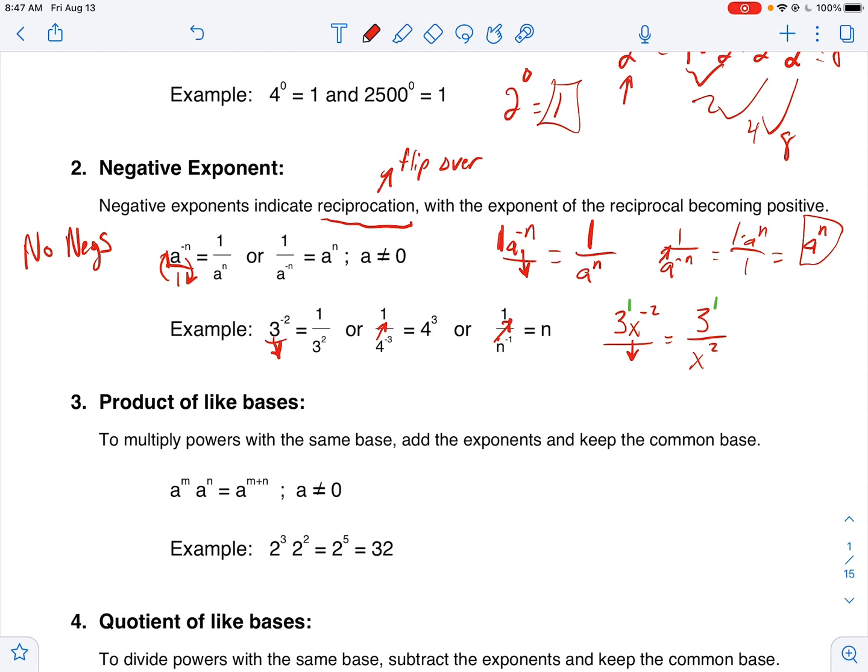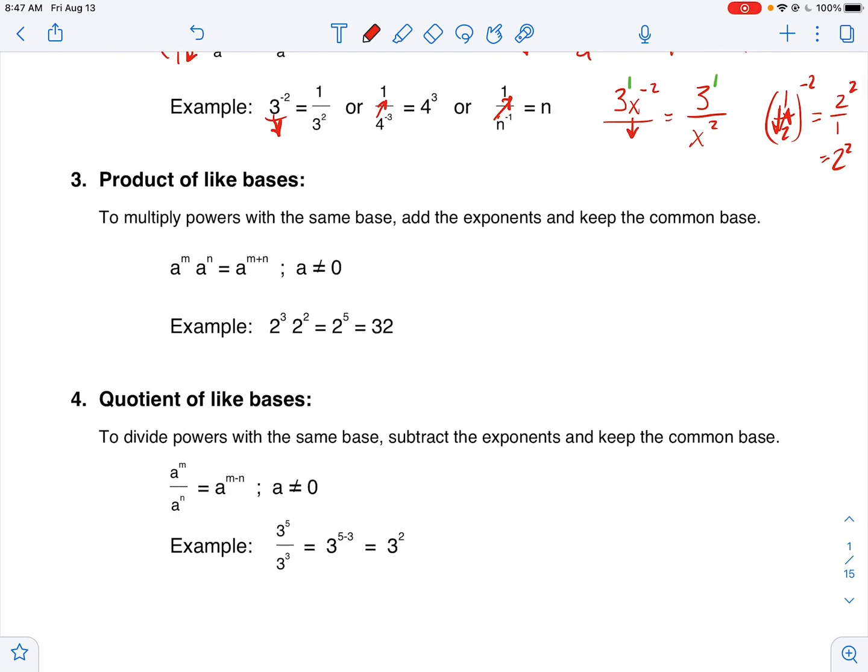Now, the other one that I do want to show you is like if you had a 1/2 to the negative 2. There's more properties we're going to look at later, but that basically flips both. The 2 goes and the 1 goes. The whole thing flips over and it becomes 2 over 1 squared, or just 2 squared.